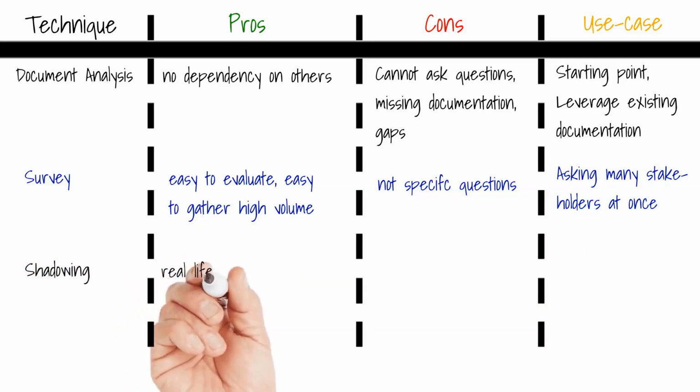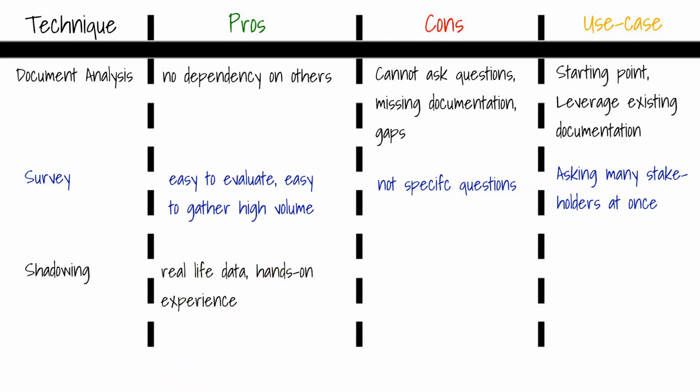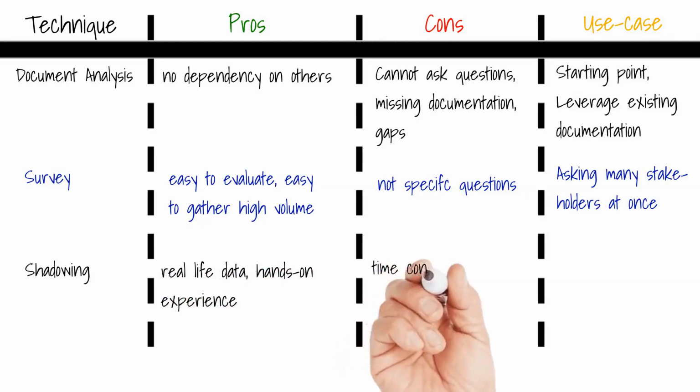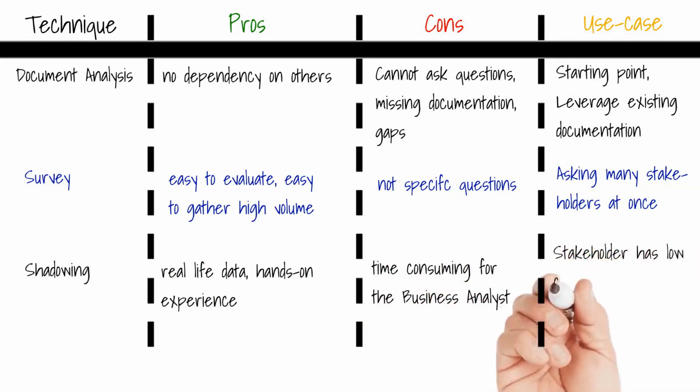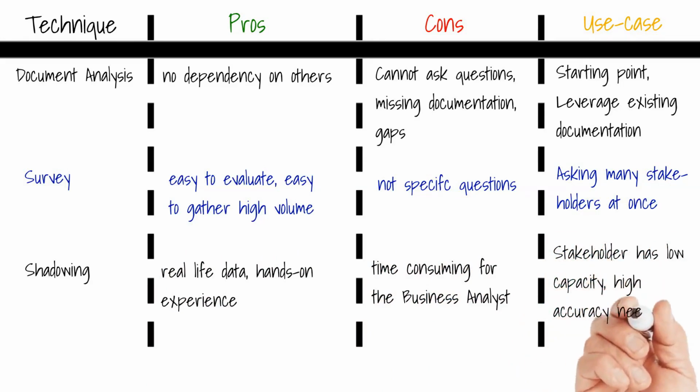Shadowing has the huge advantage of gathering real-life data. You're able to get hands-on experience as you observe and shadow your stakeholder or future user. The con here is the time-consuming aspect for the business analyst. Nonetheless, this technique is useful when your stakeholder has no time for meetings with you, but it's fine to shadow him or her to get more insights. Especially for process improvement, shadowing is a very powerful technique.